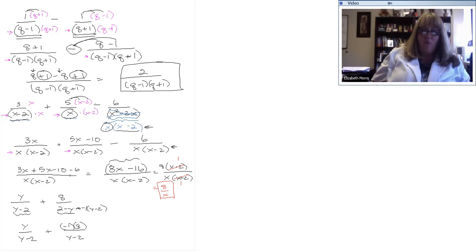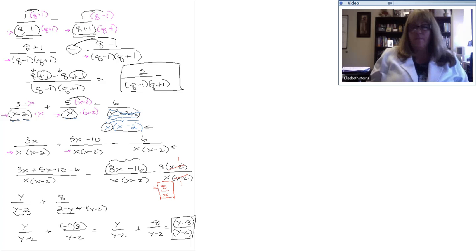So you have y over y minus 2 plus a negative 8 over y minus 2. Denominators have to be the same, so they stay the same. Y minus 8 on top, put parentheses around it. There's nothing you can reduce, and that's your answer.